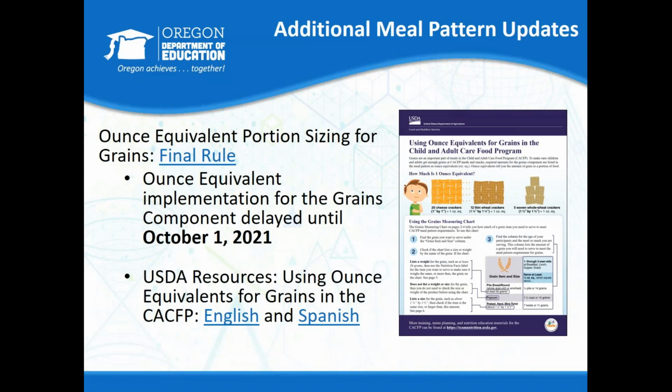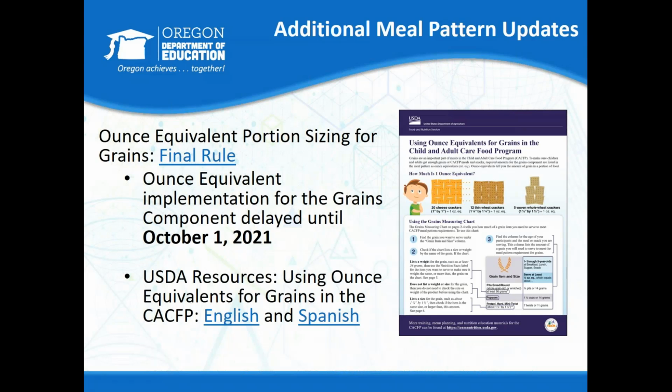And last fall, we did send out an email and memo on the ounce equivalent portion size rule update. On September 25th, 2019, USDA decided to delay the implementation of the ounce equivalent portion sizing requirements for the grains component until October 1st, 2021.